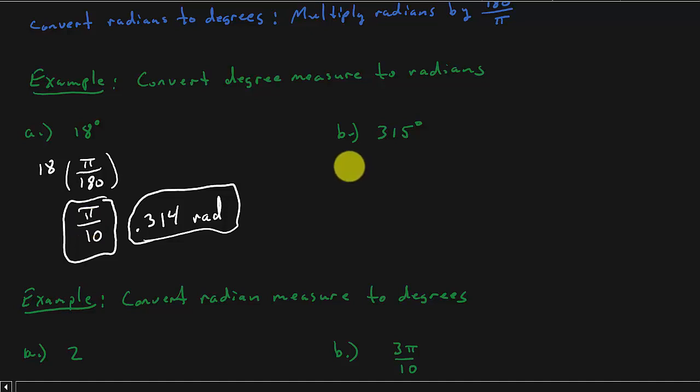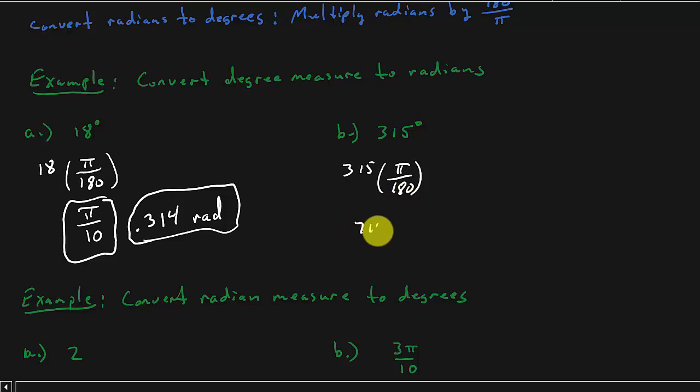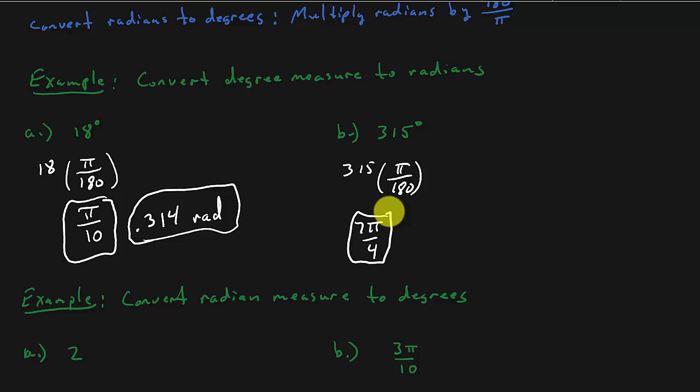And then if we have 315, that's going to be 315 times pi over 180. And so that is going to be 7 pi over 4. And there's your answer. All right. So that's going from degrees to radians.